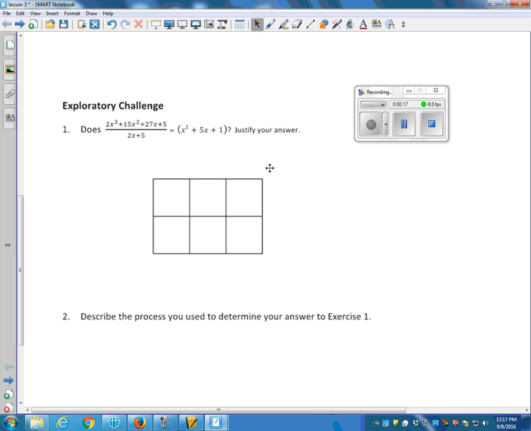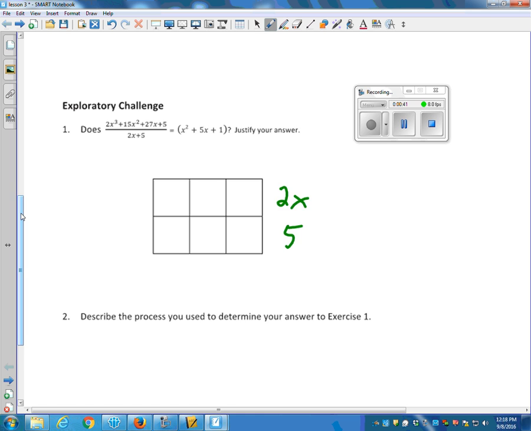This is what we're doing today. We're doing division. I want to know if that divided by 2x plus 5 is that. When you do the division, the divisor is going to go on the right-hand side. So we'll put 2x plus 5 over there. When I say divisor, I'm talking about the bottom number. You have a numerator and a denominator. Hopefully you know the difference between those.